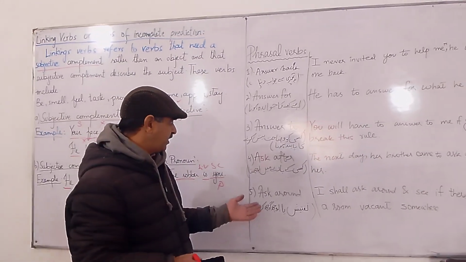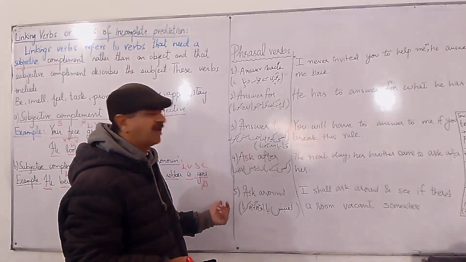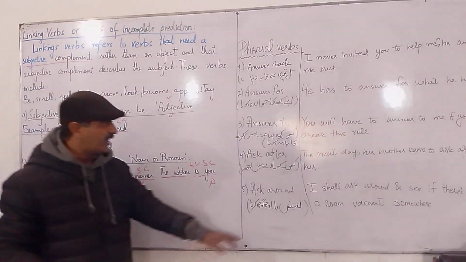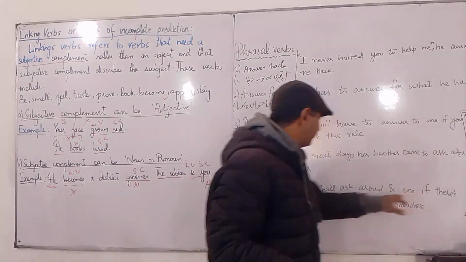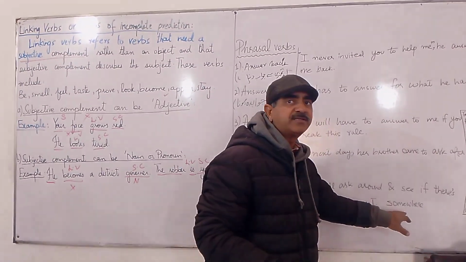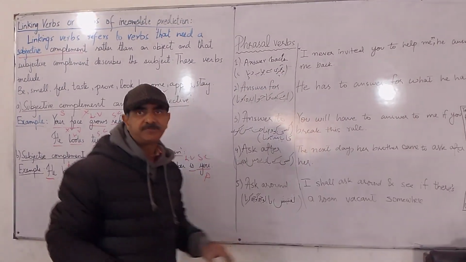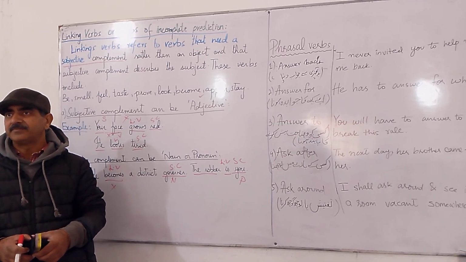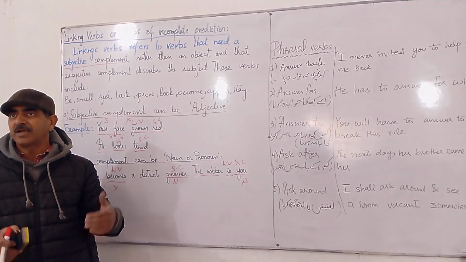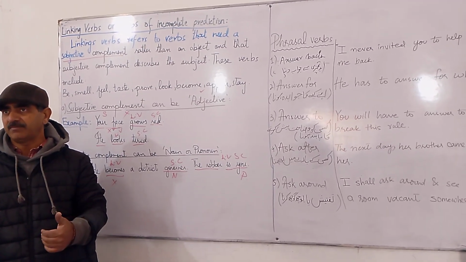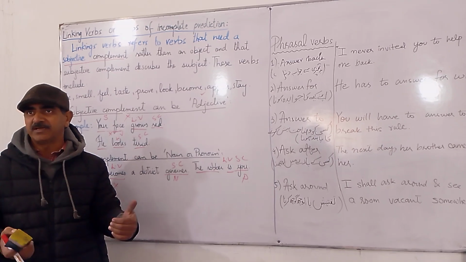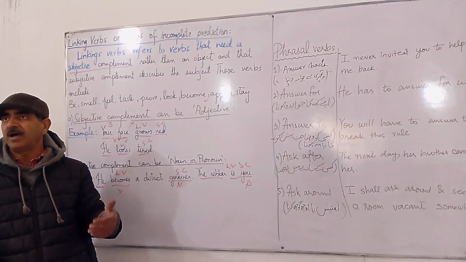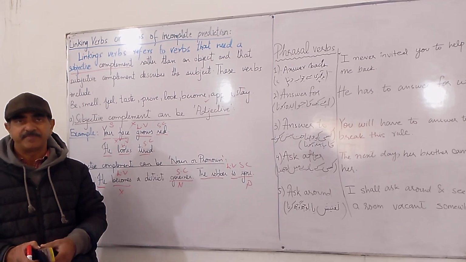Next one. Ask around, to investigate. I shall ask around and see if there's a room vacant somewhere. Clear? New sentence. The police officer asked around the culprits regarding their crime.